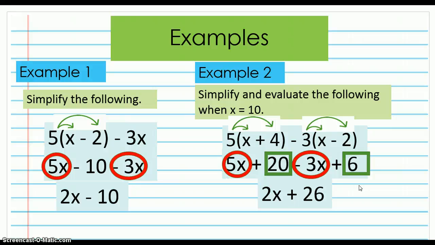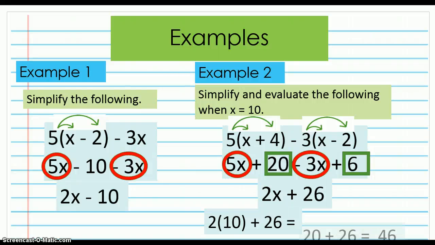Okay, so I'm going to substitute my 10 for my x, and when I do that, I have 2, parentheses, 10, close parentheses, plus 26. Notice I put parentheses around my 10 because I am going to multiply it with the 2. When I multiply, 2 times 10 gives me 20, so I have 20 plus 26 equals, and my final answer is 46. And now I'm done.